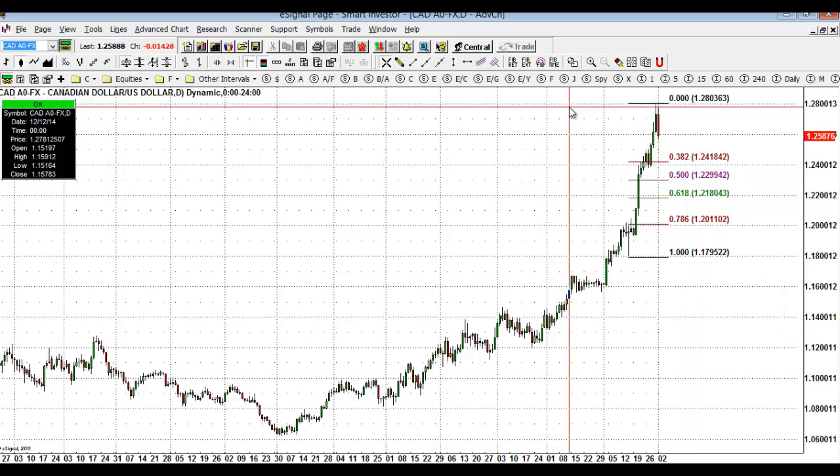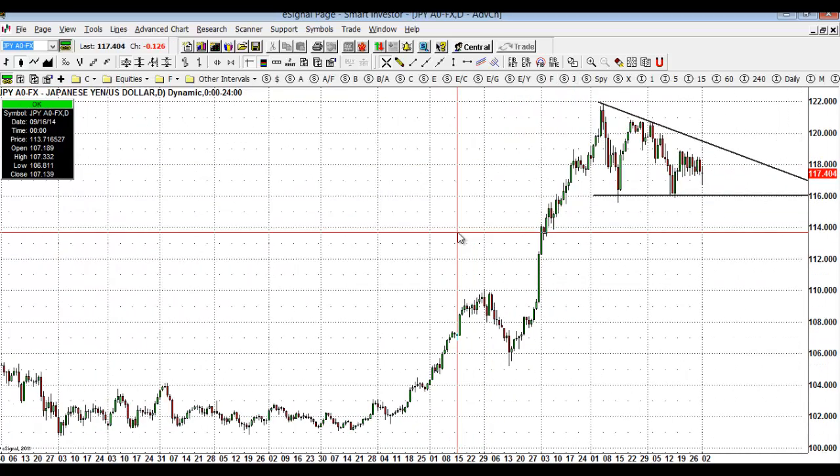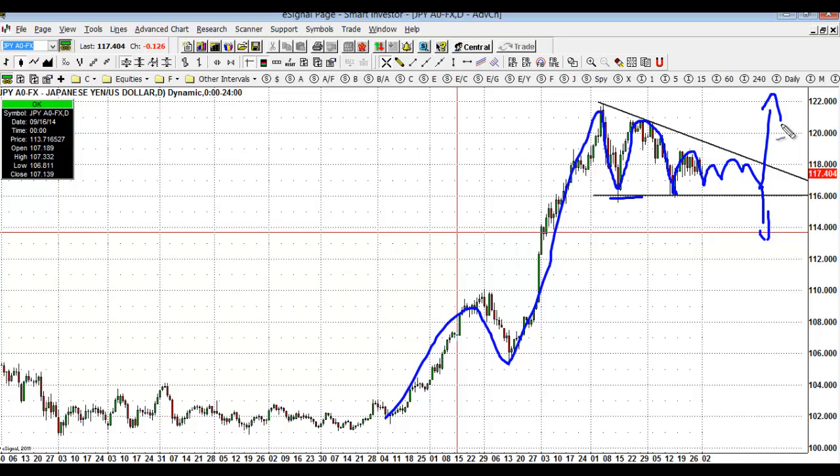In the case of the Japanese yen, let's just go back to the yen. The market hasn't fully reversed yet because we have higher highs, higher lows. The market attempted to make a new high, failed, came down, didn't take out this low, and is now entering a consolidation pattern. It could break down or it could continue higher. So we'll just have to wait and see how that plays out in the Japanese yen.